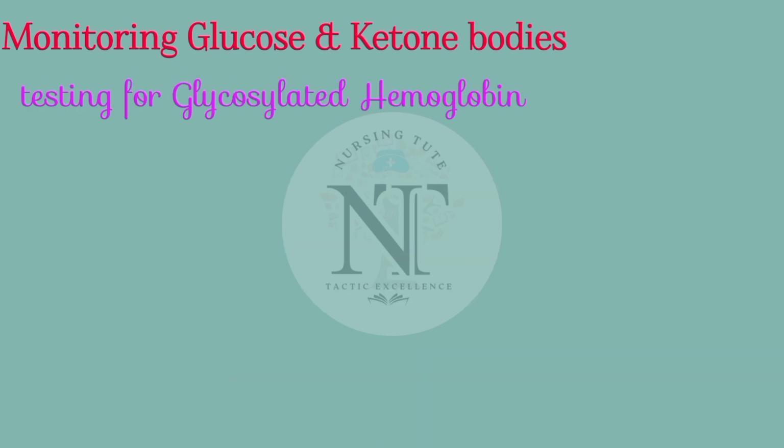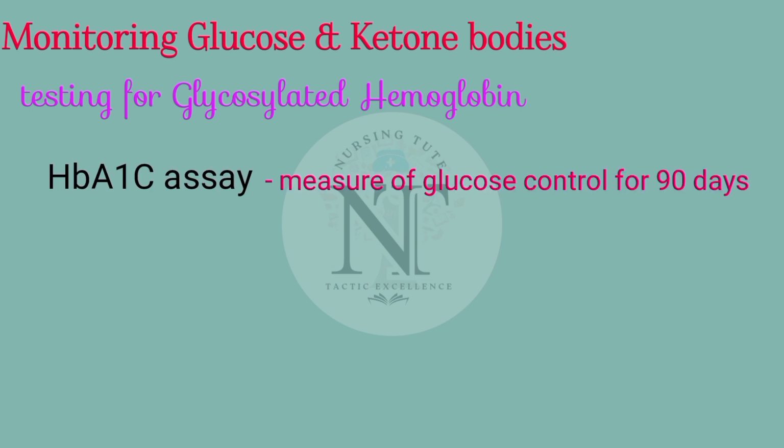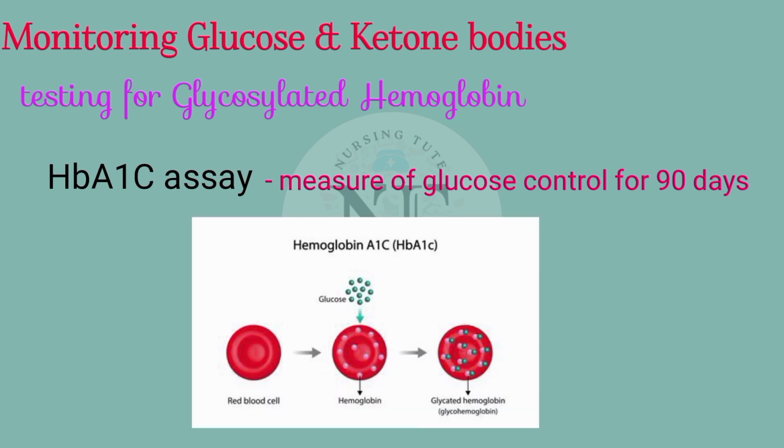Next, testing for glycosylated hemoglobin. Glycosylated hemoglobin means HbA1c assay. It is a measure of glucose control for the past 3 months. When blood glucose levels are elevated, the glucose molecules will attach to the hemoglobin in the RBCs. This complex is permanent and lasts for the RBC's life, approximately 120 days.